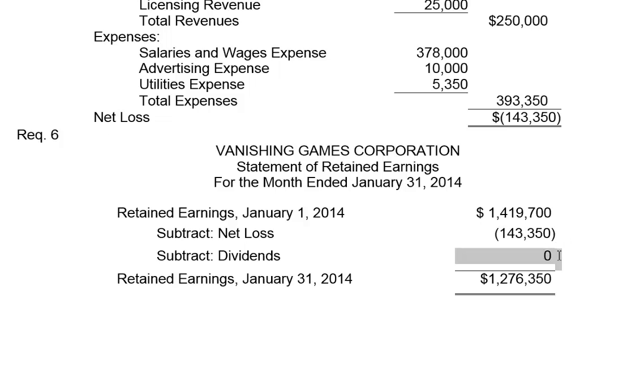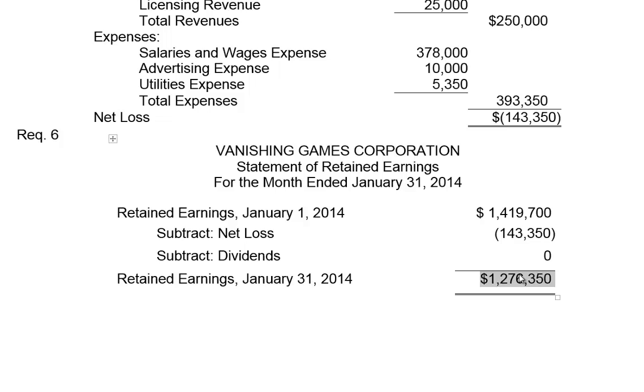We did not have any dividends declared. If we had, we would have deducted dividends. And we now have retained earnings at the end of January 2014 of $1,276,350. This number here that I have highlighted is going to be on our balance sheet. So let's go prepare the balance sheet.